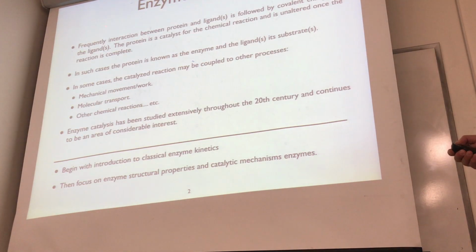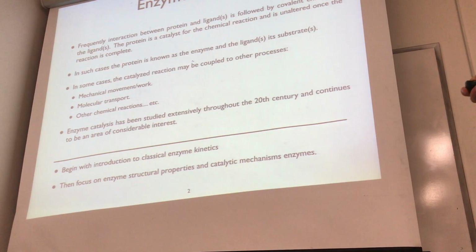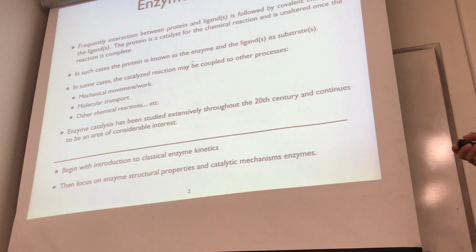So, enzyme catalysis is really how biochemistry got started: looking at enzymes and discovering the catalytic activity of these biomolecules. Frequently the interaction with proteins, we talked about proteins and ligands earlier, last section, is usually followed by some covalent changes in the ligand. If this is the case, then it's referred to as an enzyme. The protein is a catalyst for the chemical reaction, and is unaltered once the reaction is complete.